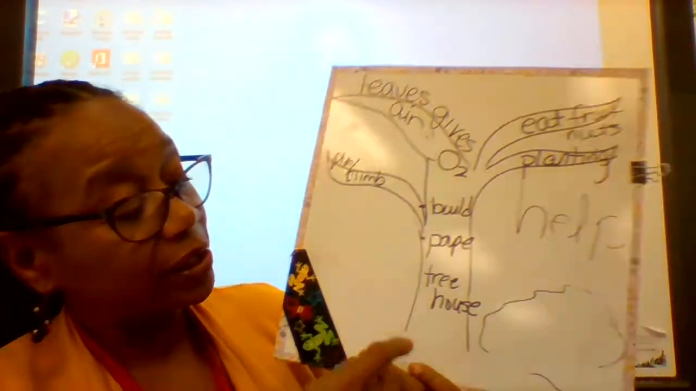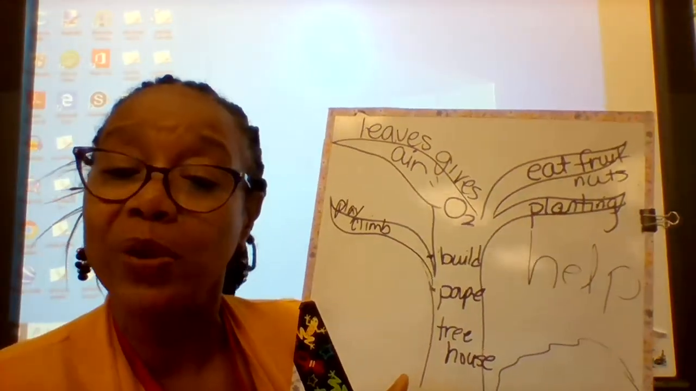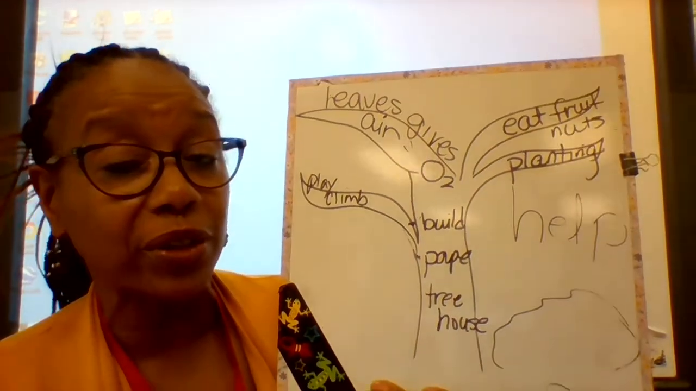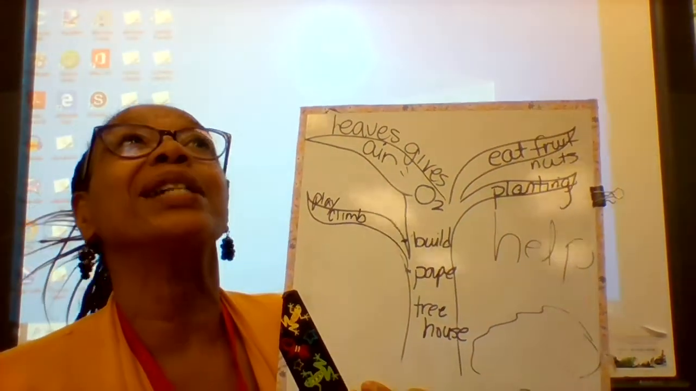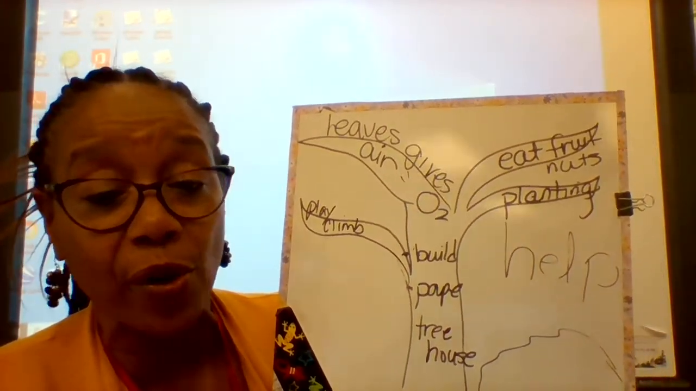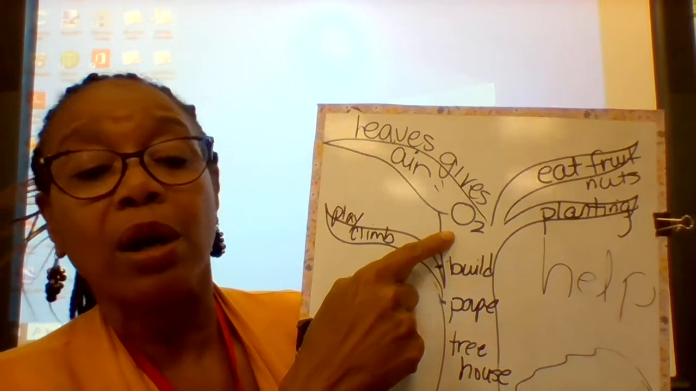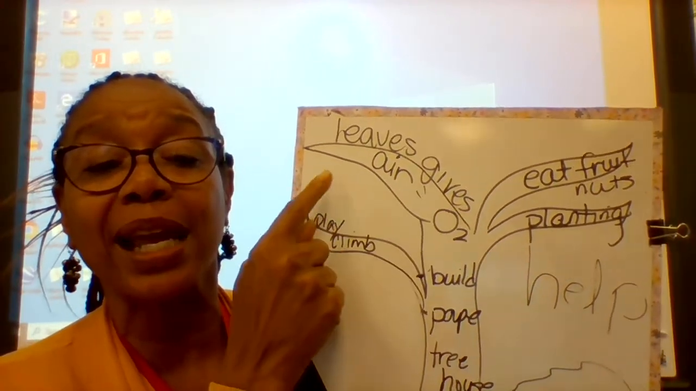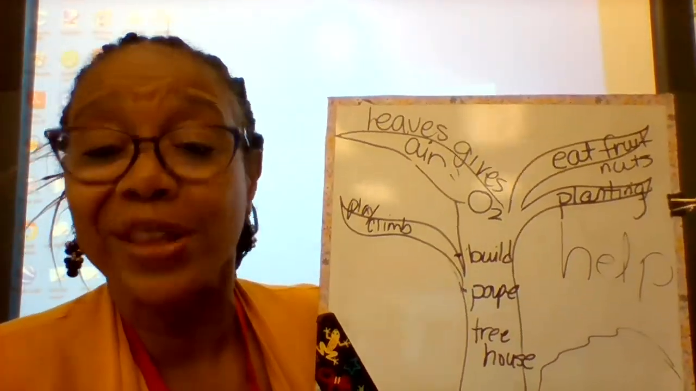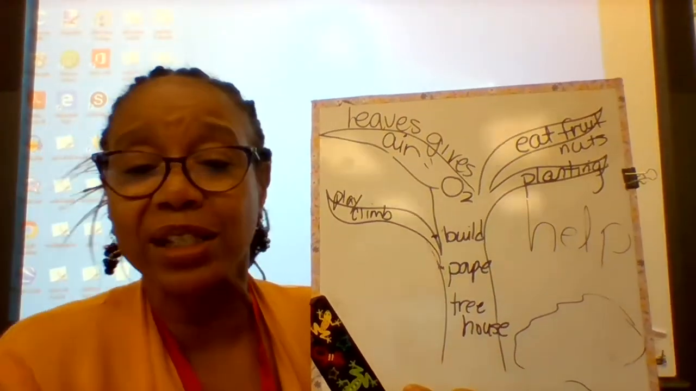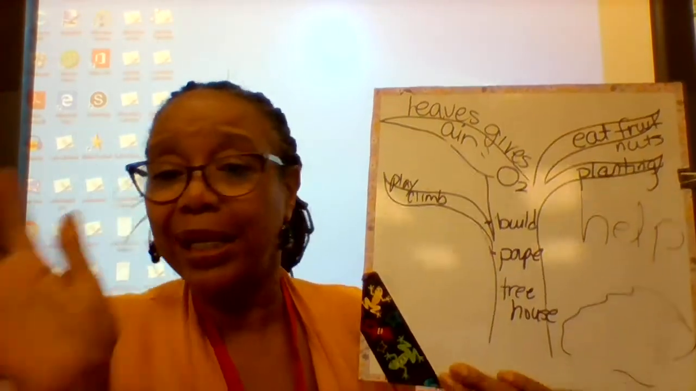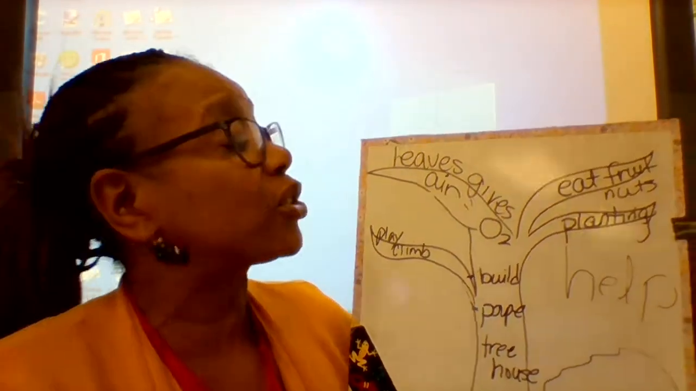We talked about this is considered a renewable because we can always plant trees. However, we're going to talk about conserving and saving, because if we cut down all the trees in the world, we'd be in trouble. Remember what we needed trees for? O2, and O2 is the same as air. Trees give us air. Without trees, we would not have enough oxygen in our air or in our environment in order to live and to breathe.